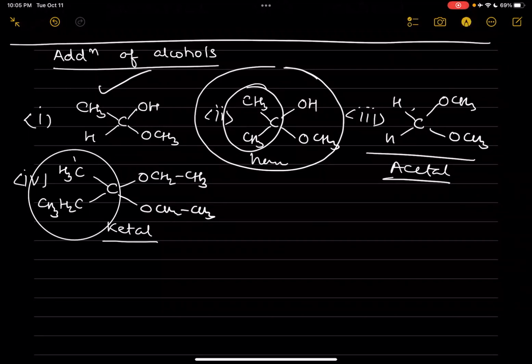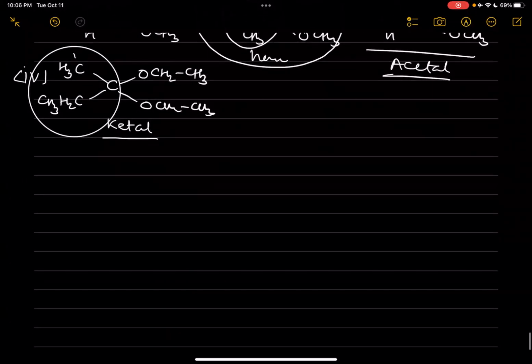If you have one OH, that's very easy. It's going to be hemi. If an OH group is present, then it is hemi. Okay, sir. And if no OH group, then it's not hemi, right? Yes, sir. Very simple. Okay.